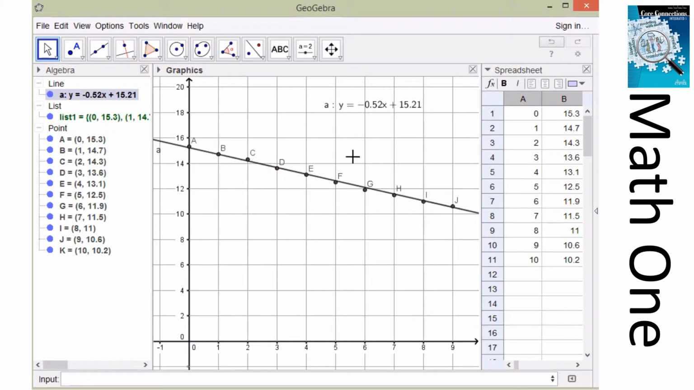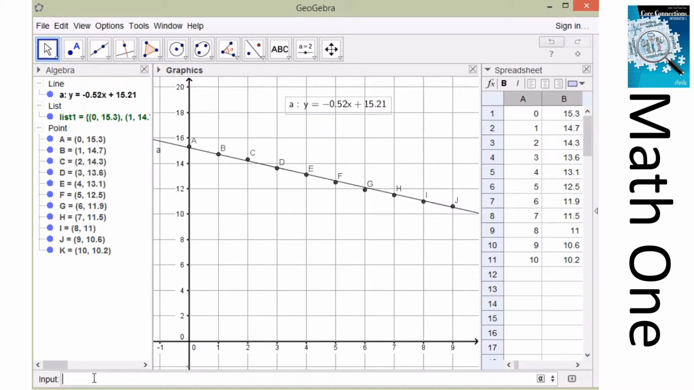This is the equation for that line. You can see it's y is equal to negative 0.52x plus 15.21. So there's my y-intercept at about, that's funny, I put it in between there. It is positive plus 15.21. So right around here, 15.21. And as x increases, it's going down by about a half, a little bit more than a half each time. So that's the line of best fit.